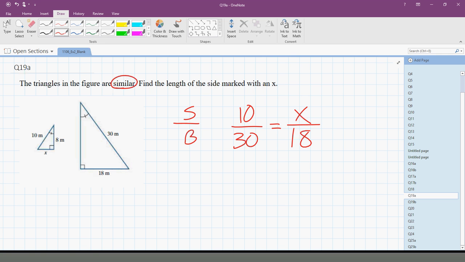When we say small to big, we always go small to big. When you said 18 over X, you now flipped it on me. You did big to small. We don't want to do that. Be consistent. So how do we solve this? Do you remember, John?